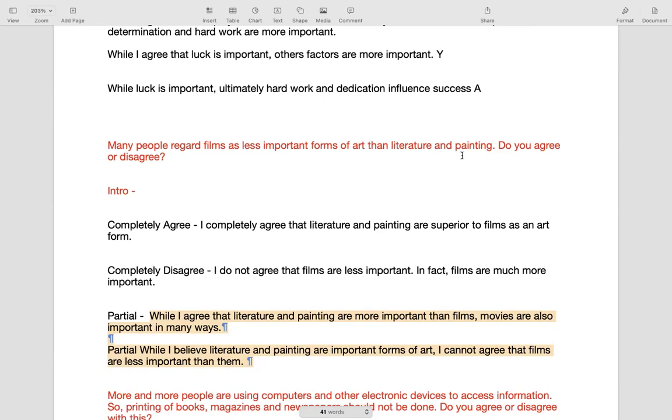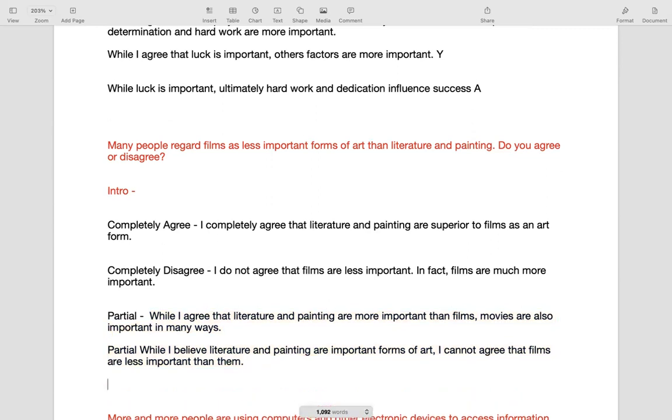Sir, can you say like that: while there are some benefits of literature and painting, I personally believe the films are more important. That's the same thing we have done here. I cannot agree the films are less important. She said the same thing. I believe films are more important. But "benefit" seems wrong.